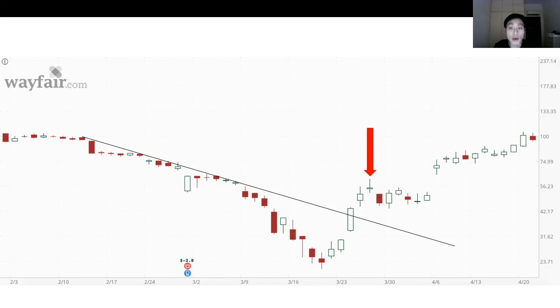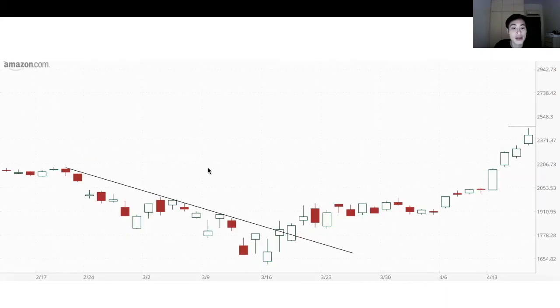Okay, let's take a look at one more example. This is for Amazon. If you take a look at the left side of the price chart, you'll notice that prices have been declining. When prices are declining, we look to connect the lower highs. So this is the first lower high, this is the second lower high, and this is the third lower high. Once we have 3 or more lower highs, we can plot our line across to connect the lower highs to form our trend line.